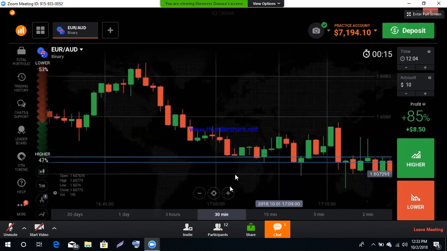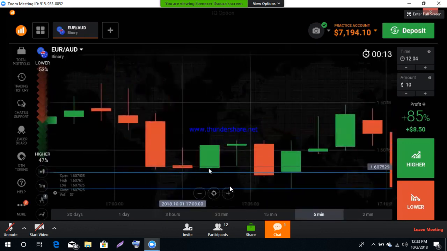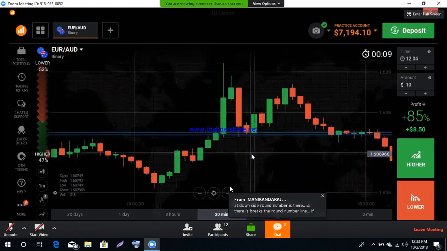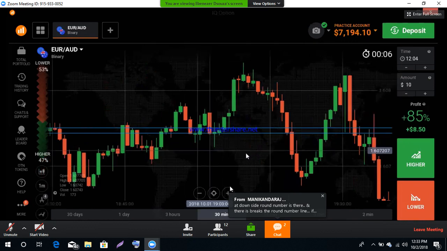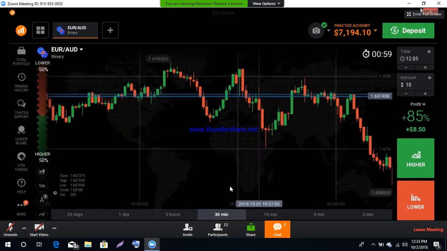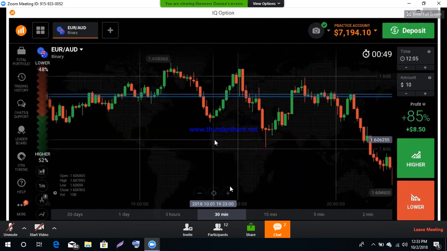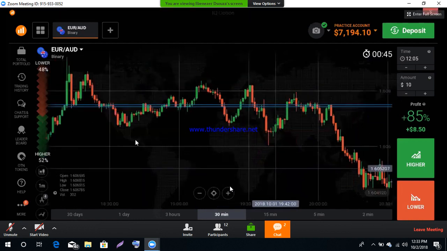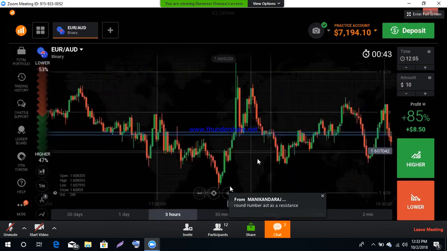Okay, so it didn't touch this level, and again it reversed before the level. Yes, with this, a downside round number is there, and the round number line breaks. A strong candle breaks the round number near the spinning top. It's a continuation candle. So sometimes a round number will not work. Only some round numbers will work. We need to identify the round numbers.